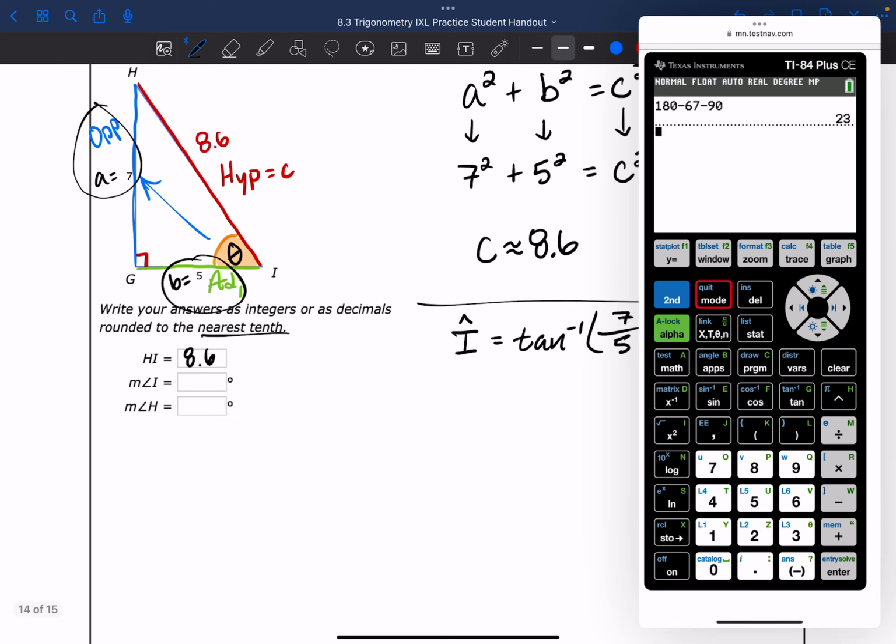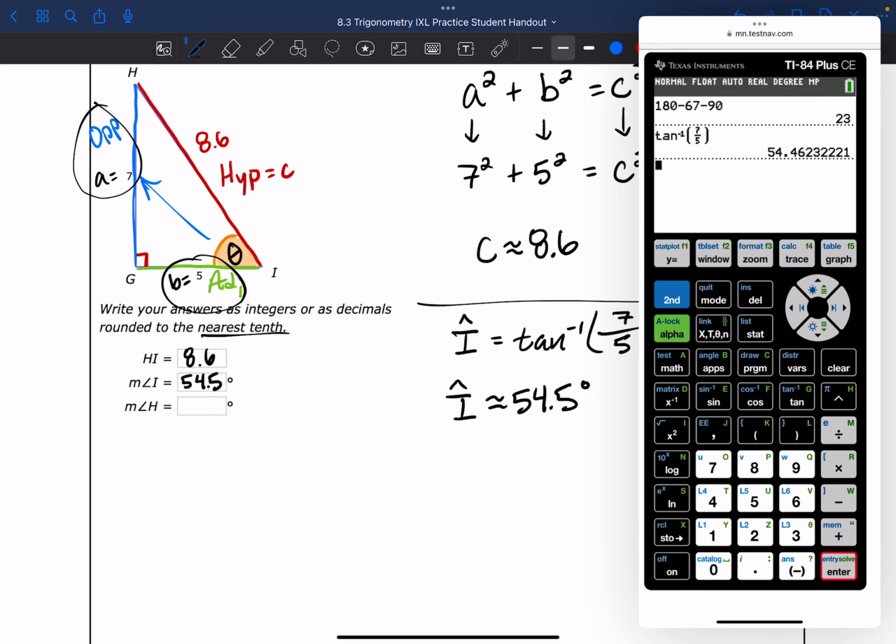I don't need numeric solver for this. I need to press second tan, grab my fraction, and do 7 over 5. Close that parenthesis, press enter, and what I get approximately is 54.5 degrees. So I have 54.5 degrees.